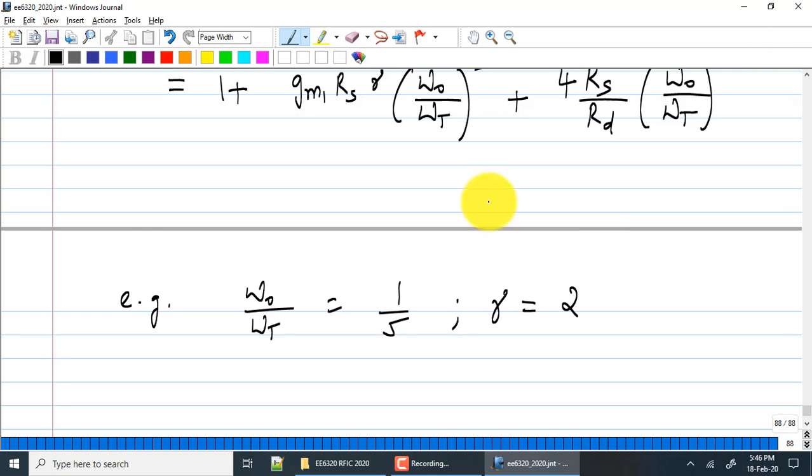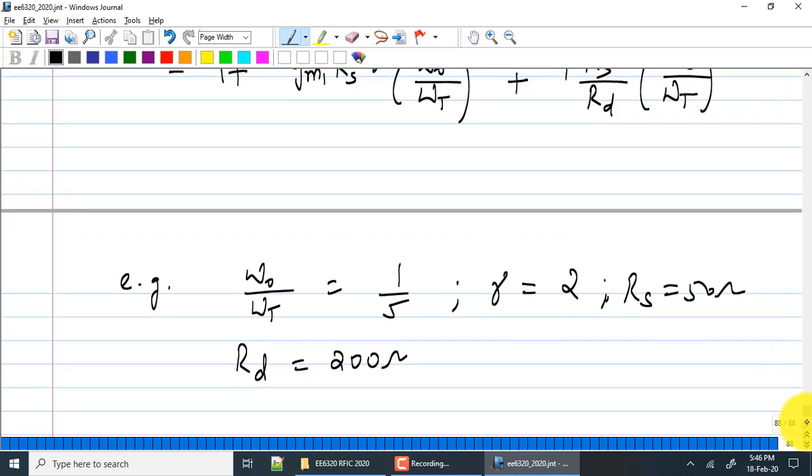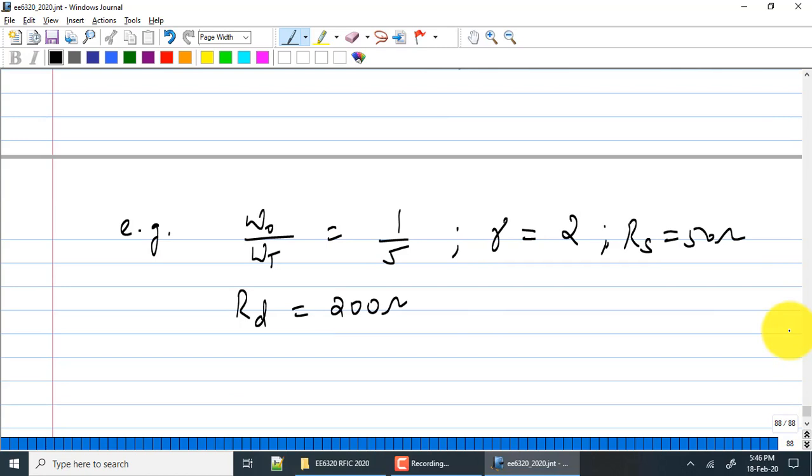Okay. What else do we need? RS is 50 ohms, of course. Let us say RD was some 200 ohms. Only 4 times that. That is quite rare, right? I mean, no, that's not quite rare. That's quite common. 200 to 400 ohms is probably what you can achieve. Okay, unless you have something special in the process going on.